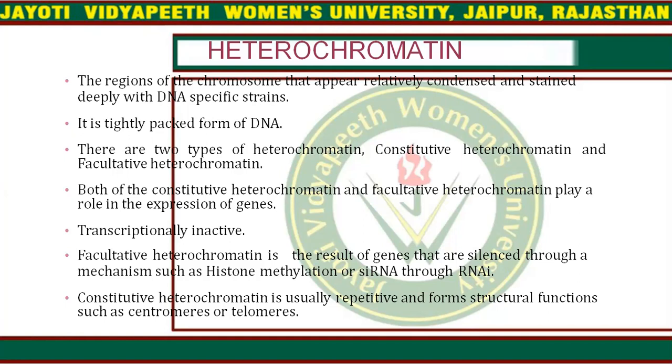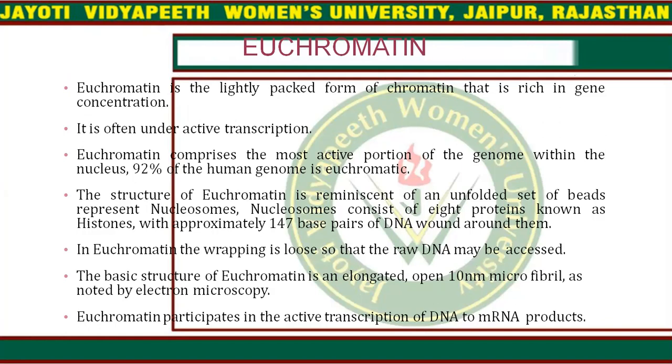Constitutive heterochromatin is usually repetitive and forms structural functions such as centromeres or telomeres. So you can simply say that constitutive heterochromatins are repetitive sequences. On the other hand, facultative heterochromatins are the genes which are silenced. These facultative heterochromatins are opportunists, meaning they can be converted into euchromatin if required.